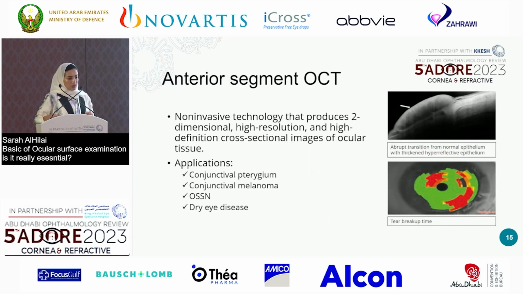Lastly, I just wanted to touch on the anterior segment OCT. It has many useful uses in ocular surface diseases. It is a non-invasive method that produces a two-dimensional high-resolution image that can show you a cross-section of the ocular surface. The applications are many. I just listed a few here, such as in conjunctival pterygium, melanoma, OSSN, and dry eye disease. As shown in the top right-hand image, this is the classic appearance of OSSN with the abrupt transition from normal to abnormal hyperreflective epithelium.